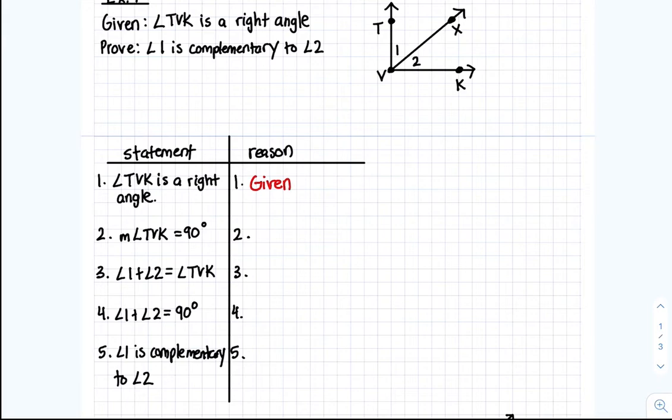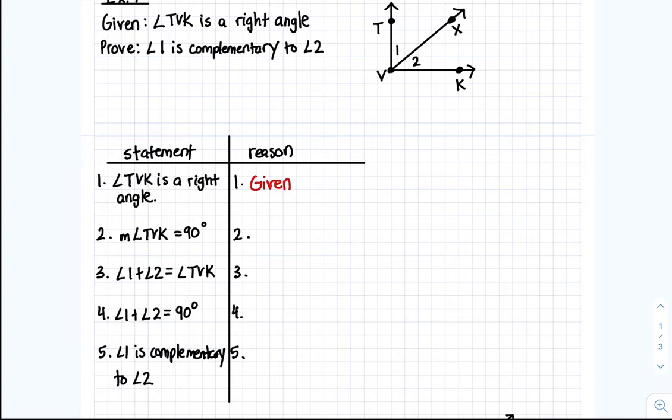Okay, that makes sense because that's literally the statement we gave. Alright, now you have to think, measurement angle TVK is equal to 90 degrees. So why can we say that? Why can we say measurement angle TVK is equal to 90 degrees?